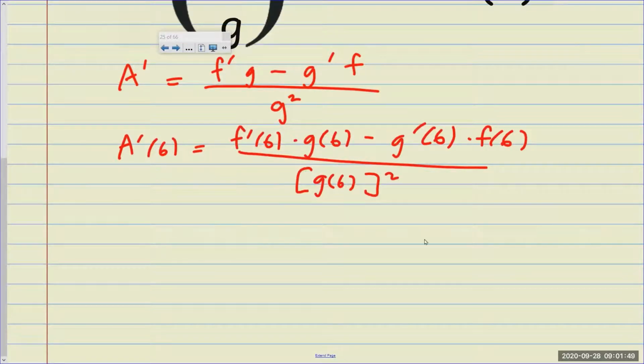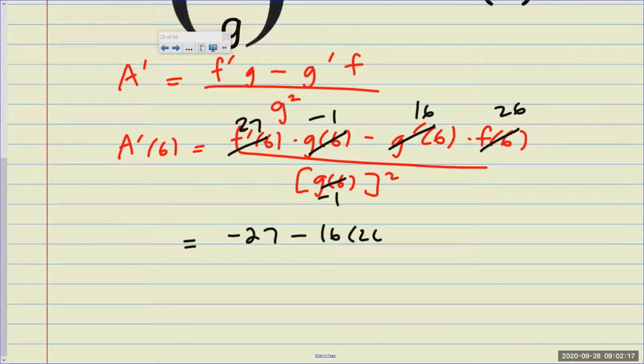All right, so you'll go to the table, pull all of these values. So if I wanted f prime of 6, I'm getting 27, g of 6, I'm getting -1, g prime of 6, I'm getting 16, f of 6, I'm getting 26. This is looking pretty bad. G of 6, getting -1. So if I simplify this, I'll get -27 minus 16 times 26 all over -1 quantity squared, guys. It's just 1 in the denominator. Okay, and then you guys can figure this out.